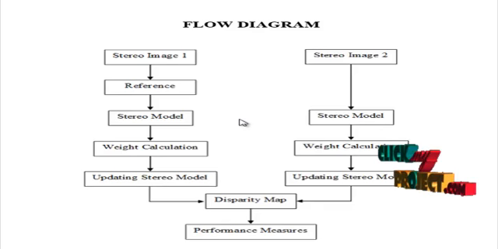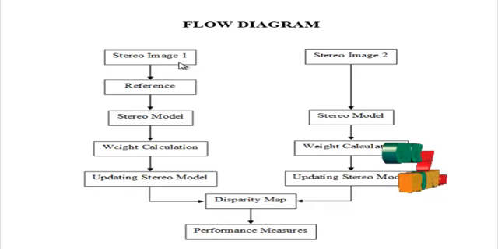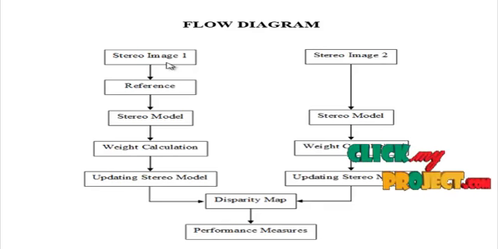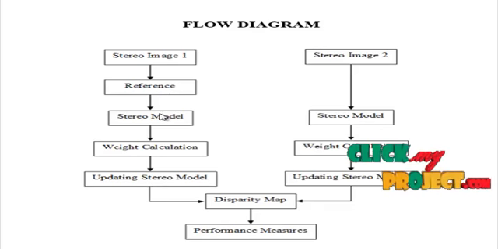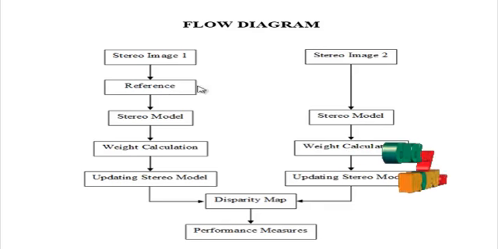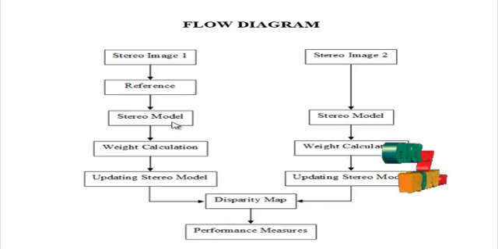Let us see the flow diagram of the process. The stereo images were obtained as the input. The first and the second stereo images were taken. The first stereo image is considered as the reference image. From stereo image 1 and stereo image 2, the stereo model is generated. From the generated stereo model, the weight calculation is obtained.